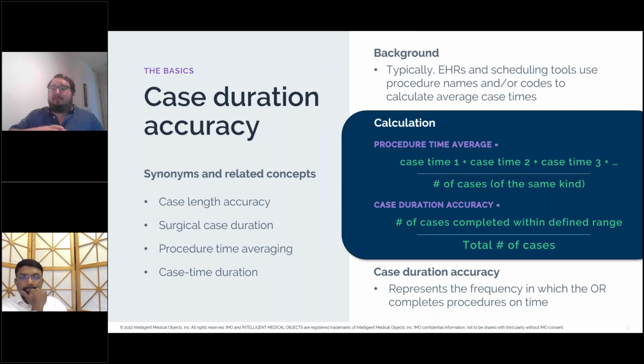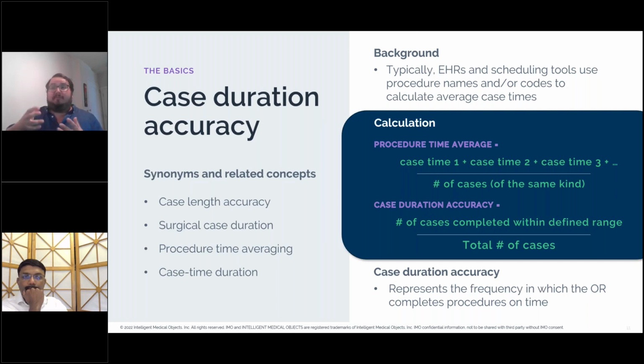So case duration accuracy metrics are defined by the number of cases completed within a defined range, oftentimes 15 minutes plus or minus, but it can be whatever works well for your organization, over the total number of cases. An example of that would be if half of all procedures in a given time frame deviate less than 15 minutes from their estimated end time, your case duration accuracy would be 50%. So we're really trying to use it as a metric to clinically represent the frequency at which the OR completes all of its procedures on time.